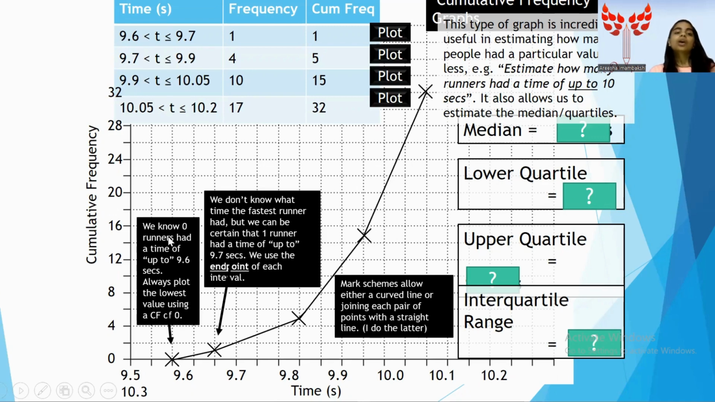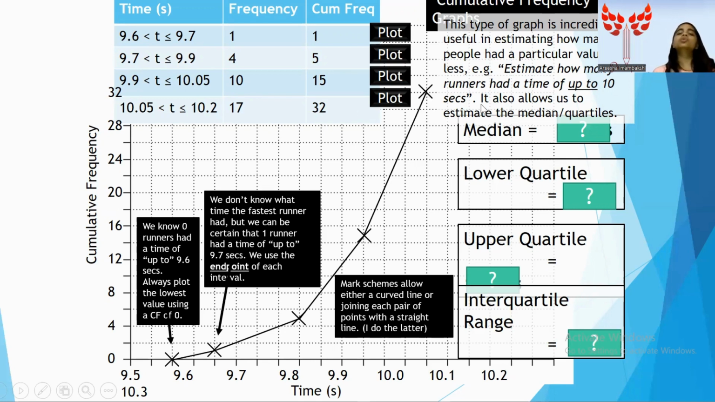You know, at 0, runners had a time of up to 9.6 seconds. So the lowest cumulative frequency is always 0, right? So 9.6 is the lowest bound. There you will plot 0. You go up to 10.2, that is 32, right?